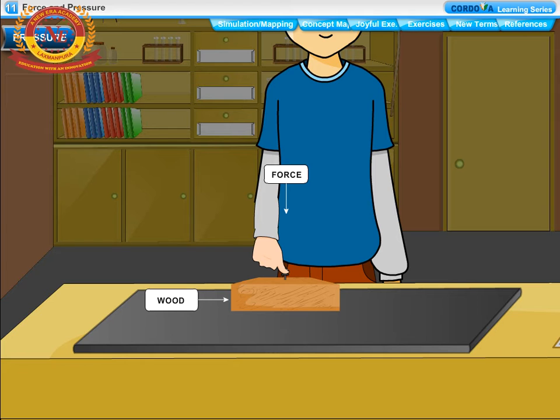The drawing pin goes into the wood due to the sharp tip. The force of the thumb falls on a very small area of the wood, due to which force per unit area, or pressure, on the wood becomes very large. Thus, the effect of a force depends on the area of the object on which it acts.